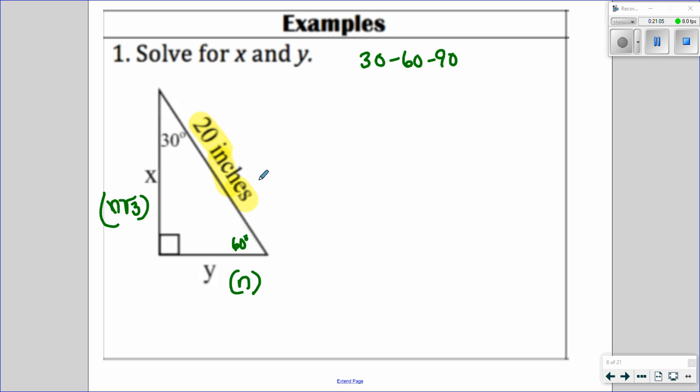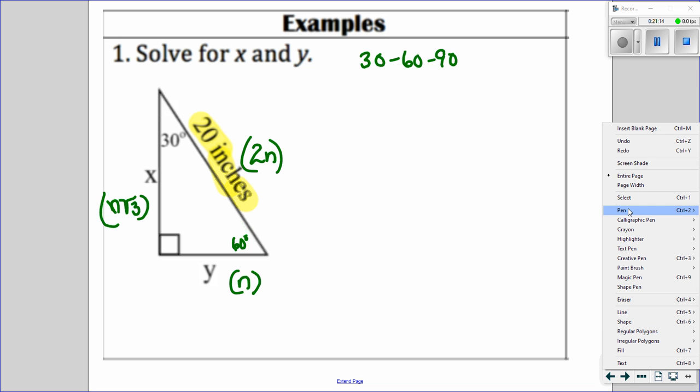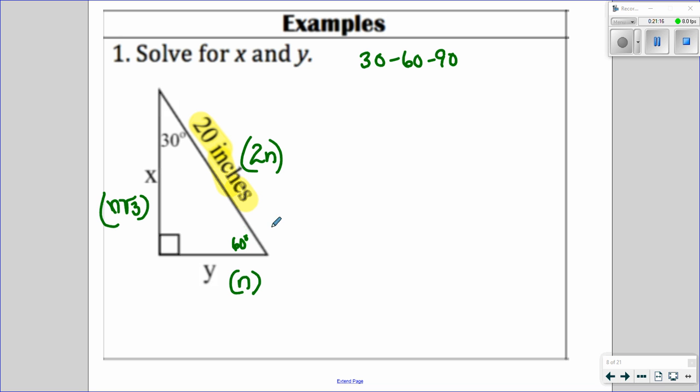And then for the hypotenuse, it's twice the short leg, so that'll be 2n. Alright, so now let us solve for x and y. The first thing we need to look for is anything that we can work with as given. They gave us a hypotenuse, which is 20. So that means whatever we find for 2n has to equal 20. So then we can set up the first equation.